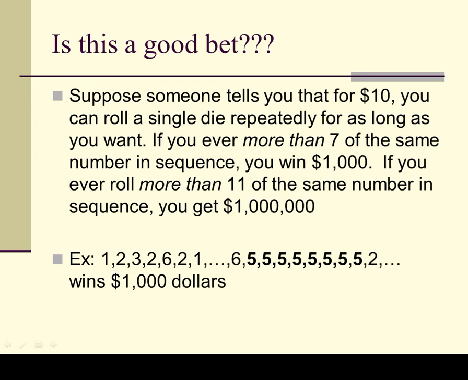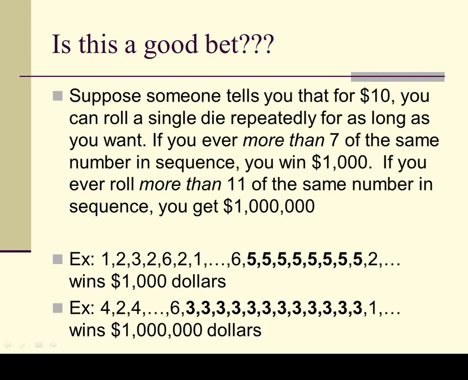So for example, if you could roll and roll and roll and then you end up with, say, 5, 5, 5, 5, 5, 5, 5, then you'd win 1,000. If you could somehow end up with 11 of the same number, then you would get 1,000,000. So how are we going to answer the question, is this a good bet? What's actually going on here?